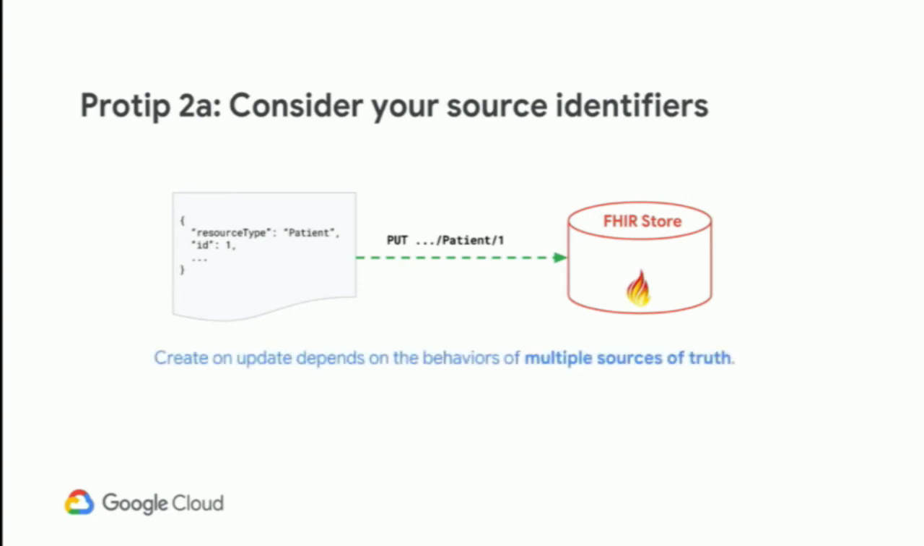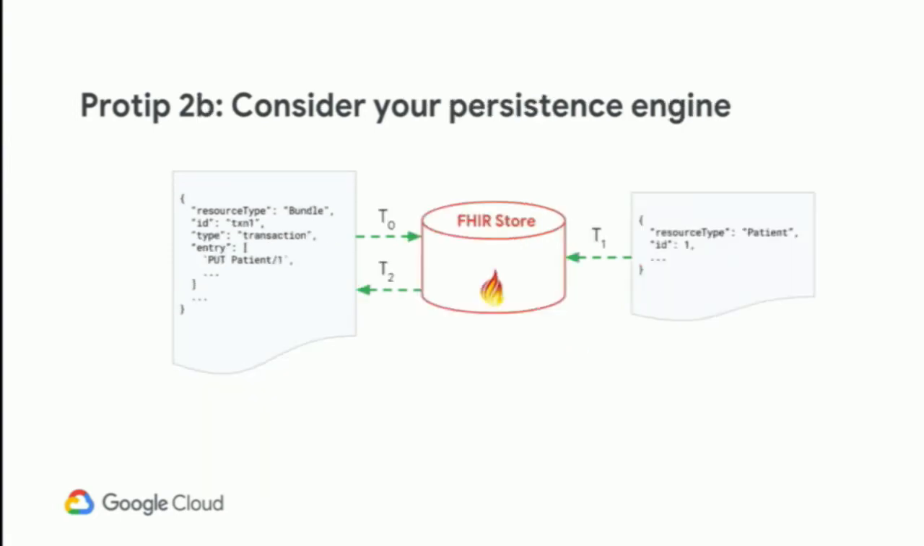So one thing we've said is it's sort of up to you to decide how you want to handle that case. Your store can either allow create on update, or it can disallow it. Because again, it's up to you to make that judgment call on how you want to handle identifiers from multiple systems. The second thing to consider, and this is exactly the point we just heard about a few minutes ago, is how do you want to handle transactions, right?